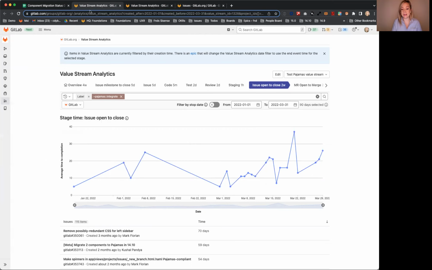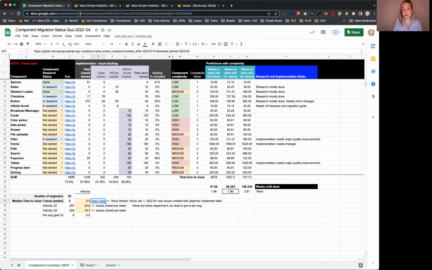So these are the more recent issues. When I was running it before, we had issues that were closed after 1,000 days open. So I just did the analysis on around 150 issues that were opened up and closed in Q1. I took that median time to close of 2 weeks and translated it into the velocity column, where I'm using the amount closed per week.